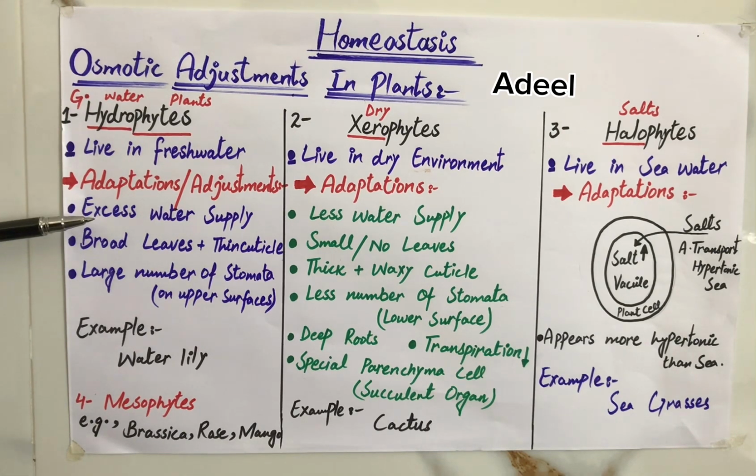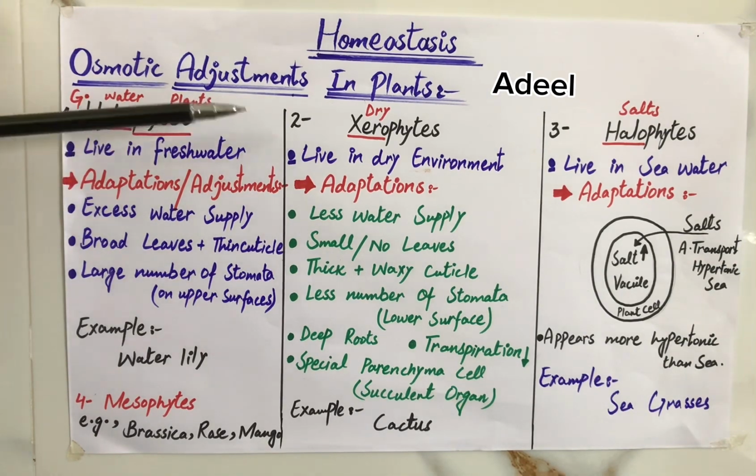So to remove the extra amount of water, they have broad leaves with a thin cuticle that leads them to a larger number of stomata on their upper surface. Remember, their stomata are located on the upper surface of their epidermis in that case. And due to these two adaptations, they have a higher rate of transpiration, so that they are removing the extra amount of water through transpiration through their body. This is how they are living in the fresh water. The most common example in your book is water lily.